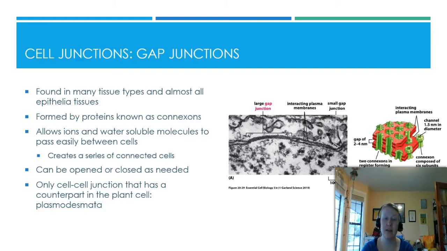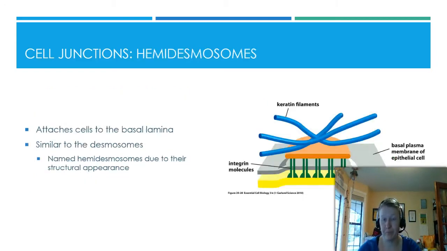And this is the only cell-to-cell junction out of all four that we're going to talk about today that has a counterpart in the plant cell. Plant cells have a similar structure known as the plasmodesmata that allows for flow between the two cells easily. So this is also one of the few that allows for communication between cells, because we talked about tight junctions are blocking things from passing between cells. And so far all the other junctions we've talked about are all about how we hold the cells together. So desmosomes and adherens junctions help hold cells together.